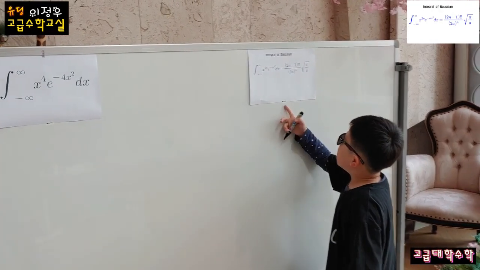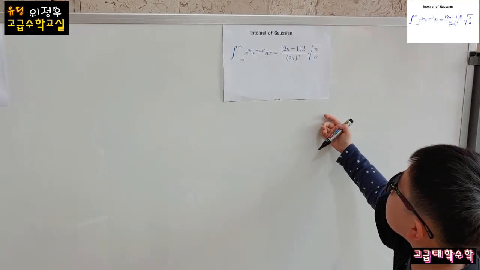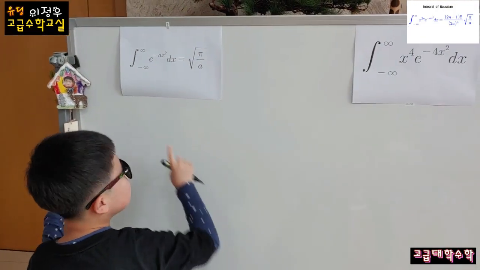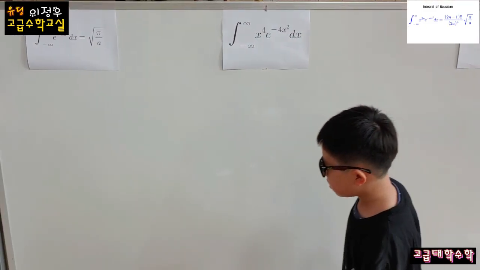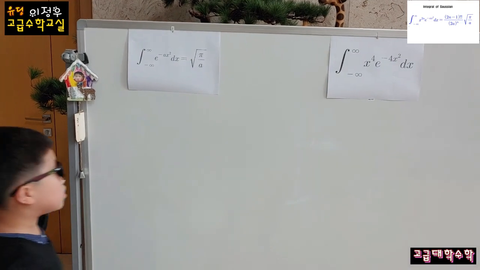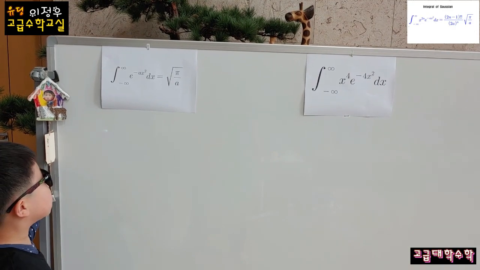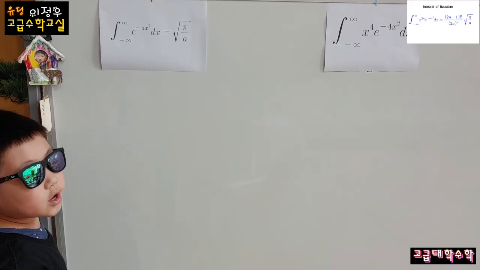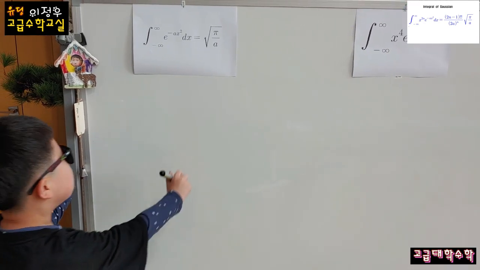Not Korean. And this time we'll prove this integral. You get the integral? Maybe. So this is step 1, and step 2 is step 3. This is finished. I'll prove the integral from negative infinity to infinity of e to the minus a x squared dx equals root pi over a.